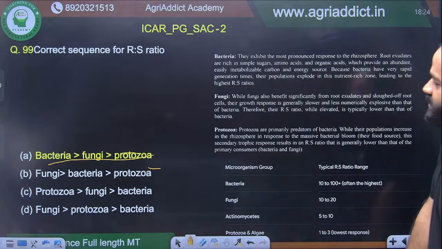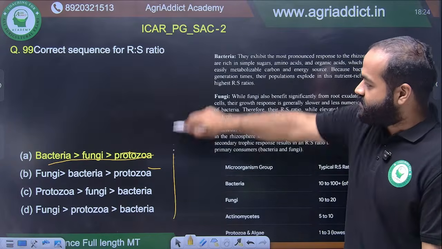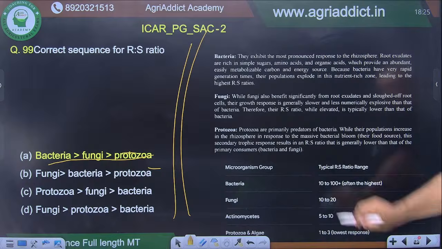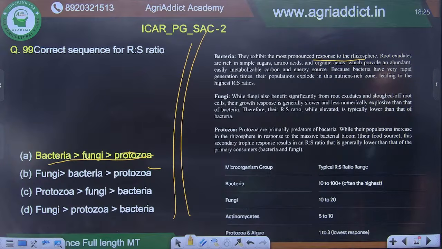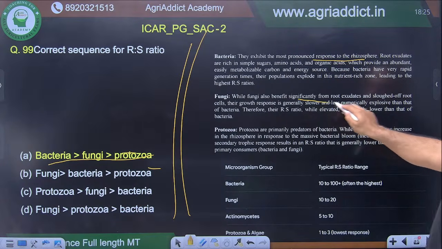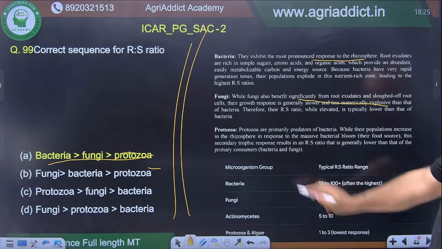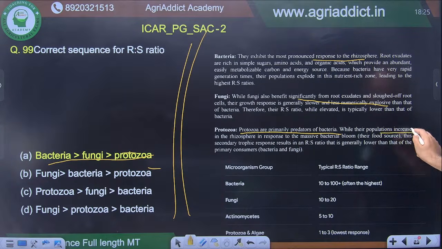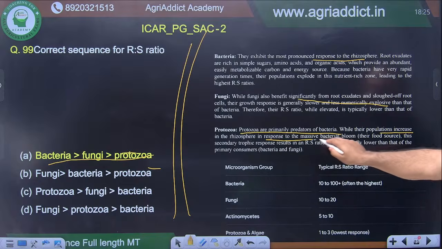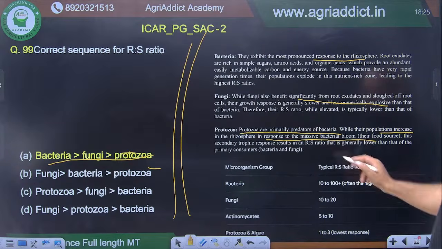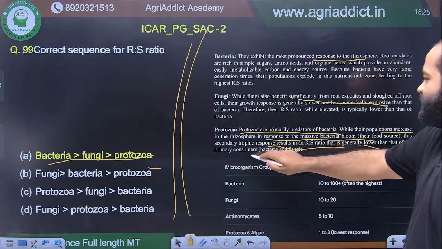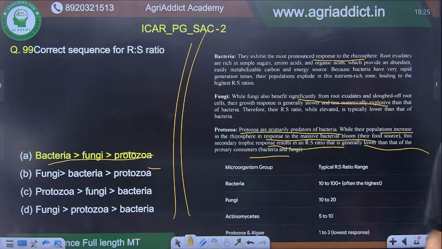है ना? I knew you would have some problem, so I have given you this explanation. Bacteria exhibit the most pronounced response to the rhizosphere. Fungi also benefit significantly from root exudates. Protozoa are primarily the predators of bacteria. While their population increases in the rhizosphere in response to the massive bacterial boom, this secondary response results in an RS ratio that is generally lower than that of the primary consumers, bacteria and fungi.